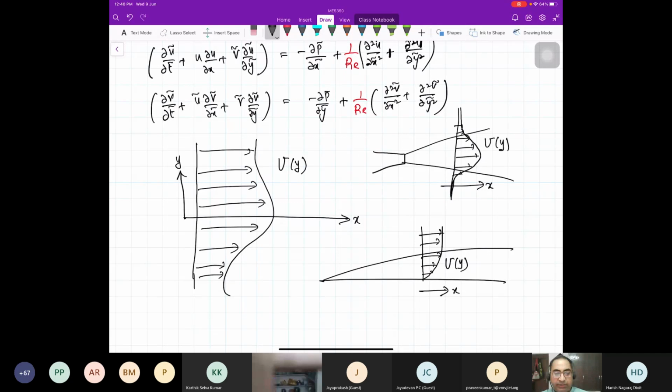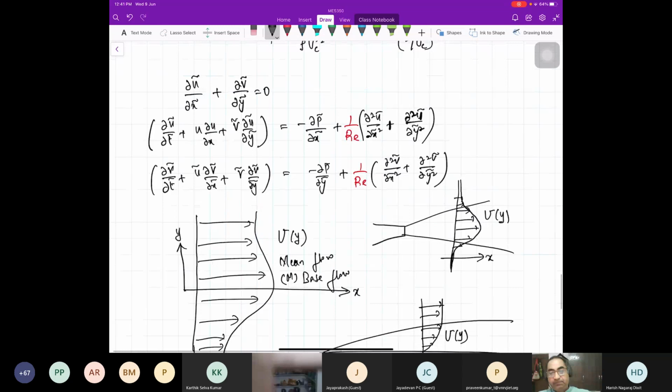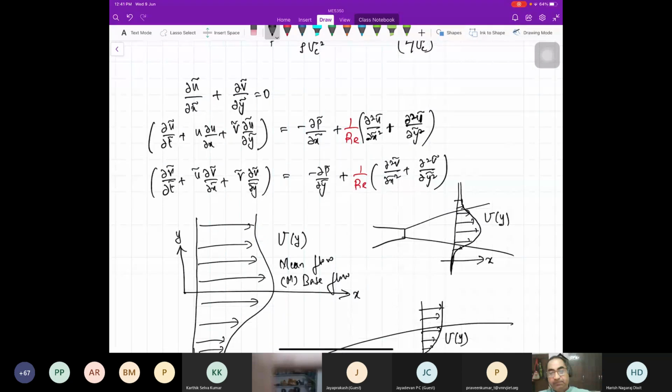Now, you have such a velocity profile. This is called the mean flow, mean velocity, or base flow. For simplicity, we're also taking the mean flow or the base flow to be independent of time. What about these variables u tilde, v tilde, and pressure? They are functions of space and time, correct?